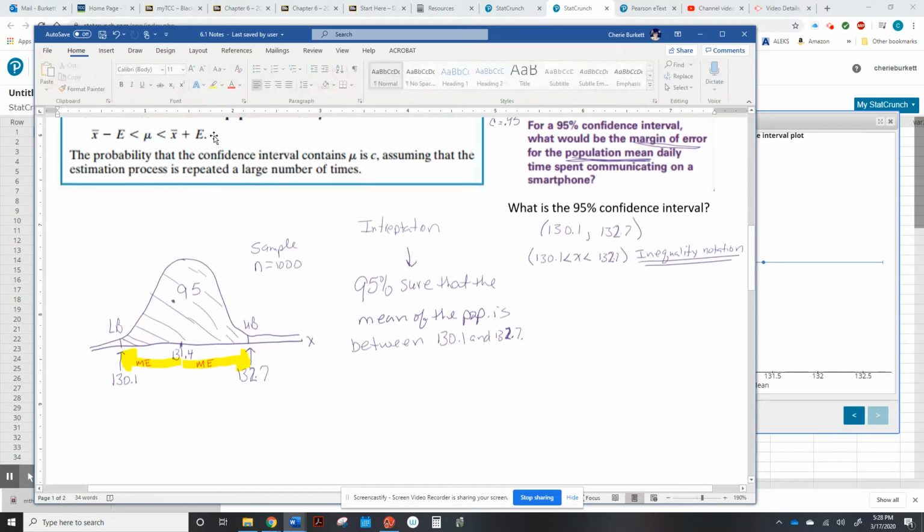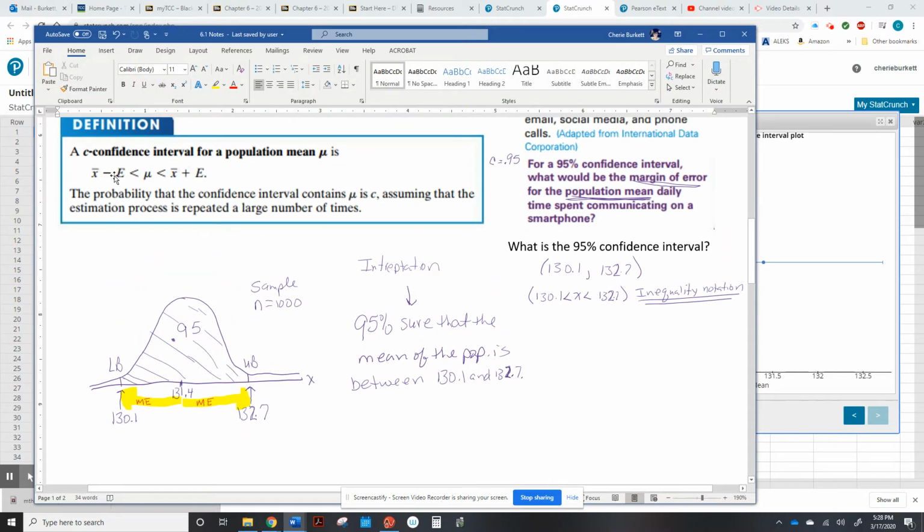All right. So when they gave us this thing right here, that's what they're showing us. They're saying our population mean, because that's what mu is, is going to be somewhere between the sample mean, that's what x bar is, minus the margin of error, and the sample mean plus the margin of error. Since we can actually subtract those two and figure out how far apart they are, we can find out what the margin of error is.